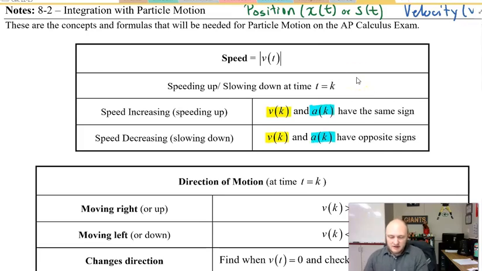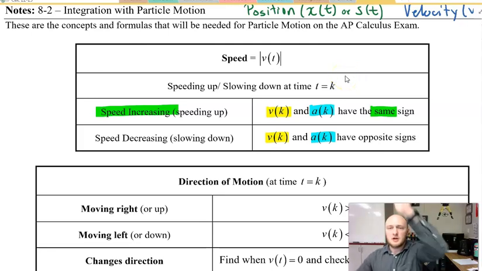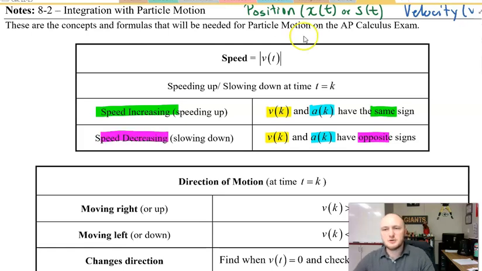If they have the same sign, speed is going to increase. So you can speed up in a positive direction, or you can speed up in a negative direction. Okay? But if they have opposite signs, then speed is decreasing.